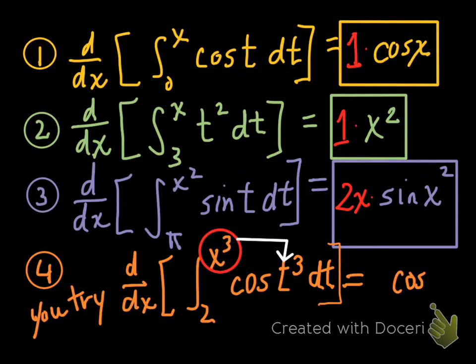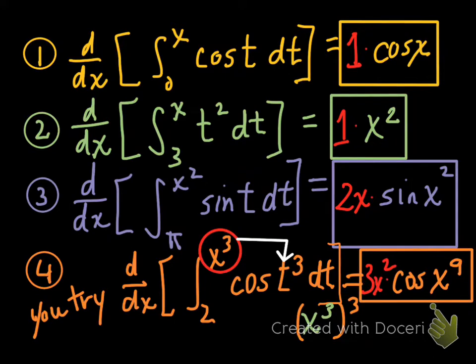Simply take that upper limit and plug it in where you see a t. Be a little careful here. You're going to have to go x cubed cubed, which is going to give you an x to the 9th power. And did you multiply that by the derivative of the upper limit? This is a multiplier of 3x squared. Be careful.